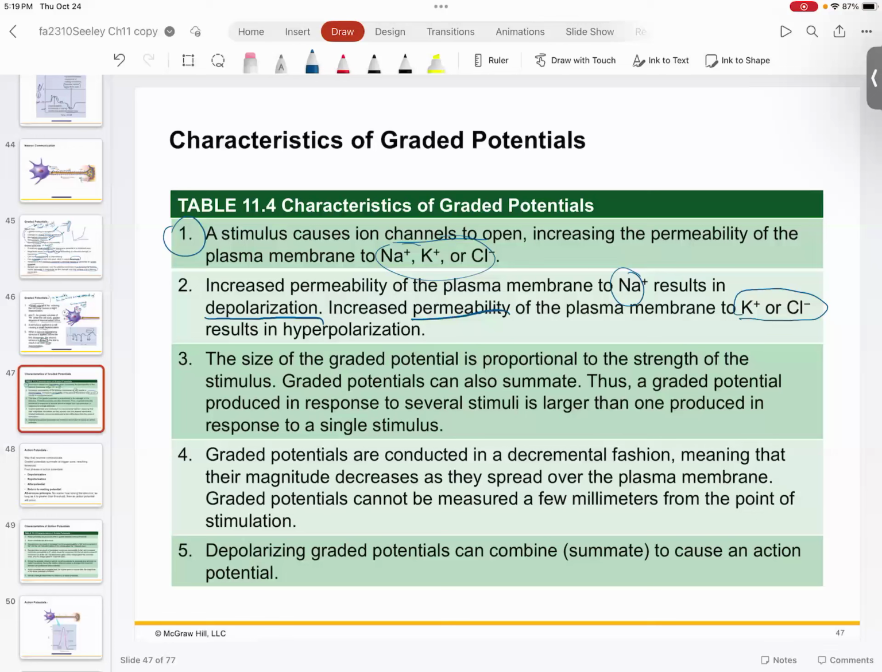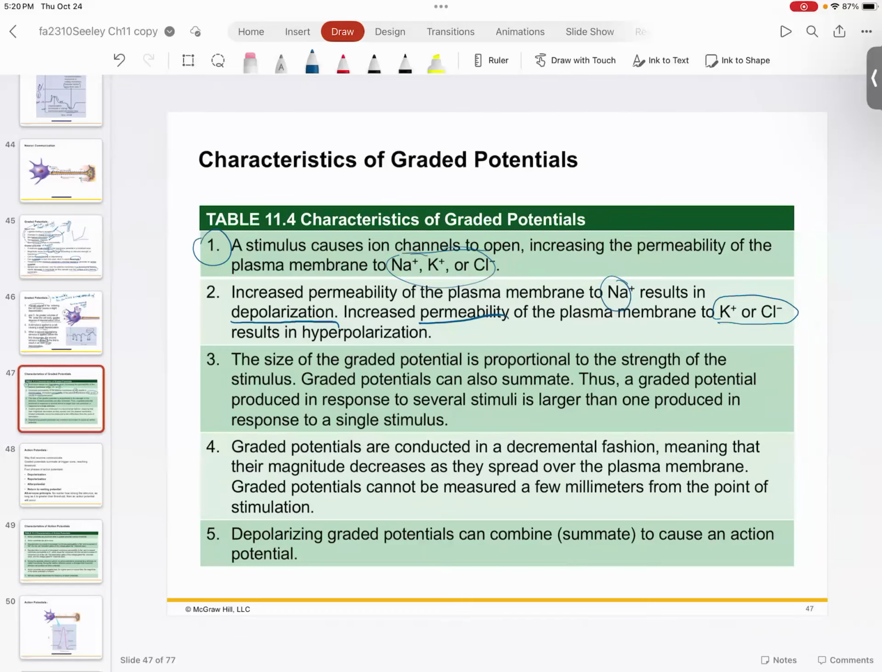And so increasing that permeability will also hyperpolarize it. So you're basically making the membrane more polar. Now, the graded potential itself, generally speaking, how strong it is, if it's a trickle or a robust signal, is directly proportional to the strength of the stimulus.